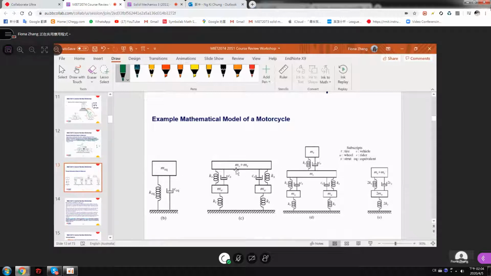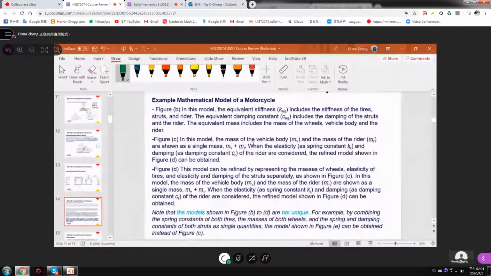Okay, so now three mass system. So MV plus MR, and also the two wheels. Okay. Right. So the elasticity, because I cannot see, maybe I put my notes on the side so you can look at the figure and the description at the same time. Okay. Right. So here, when the elasticity and the damping of the rider are considered, the refined model. Okay, this is a description of D.